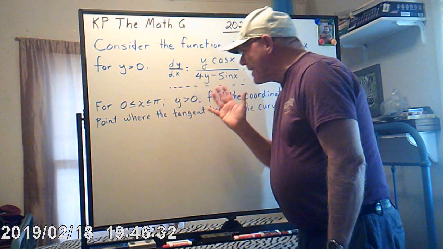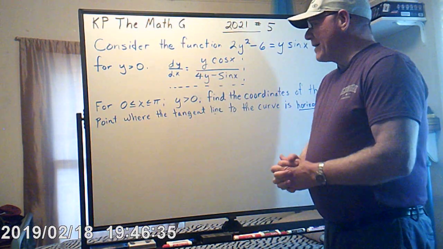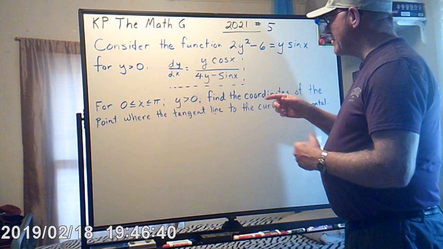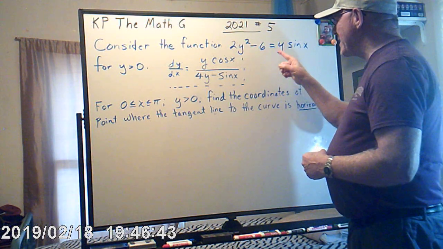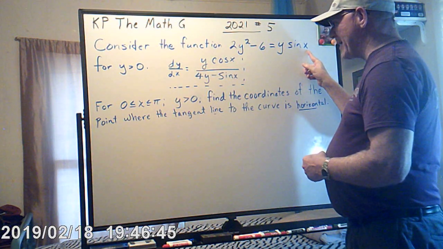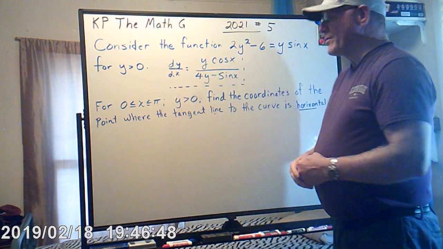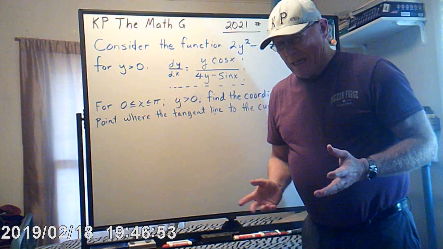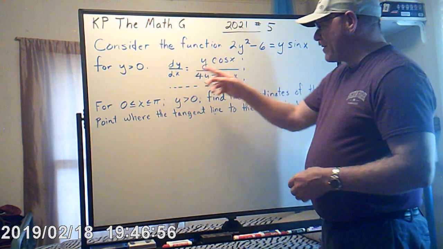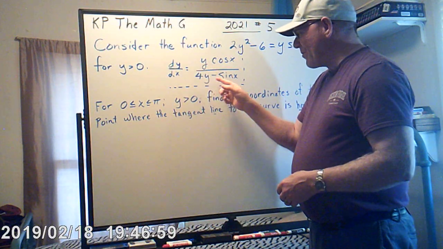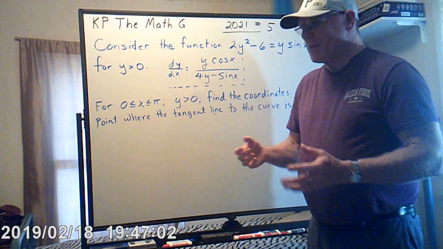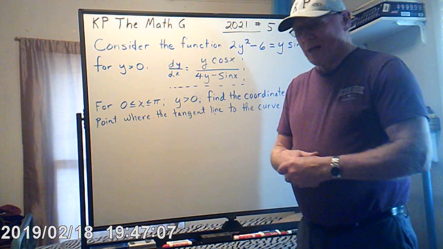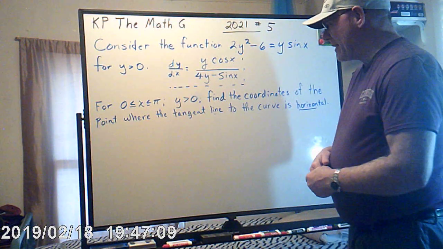This is a neat problem. I want you to know that. It says, consider the function 2y squared minus 6 equals y times sine x for y greater than 0, so y is positive. It is given from part A that you had to show that dy over dx is y cosine x over 4y minus sine x. That's easy to be done. You can do that by the quotient rule. That would be one way to do that.